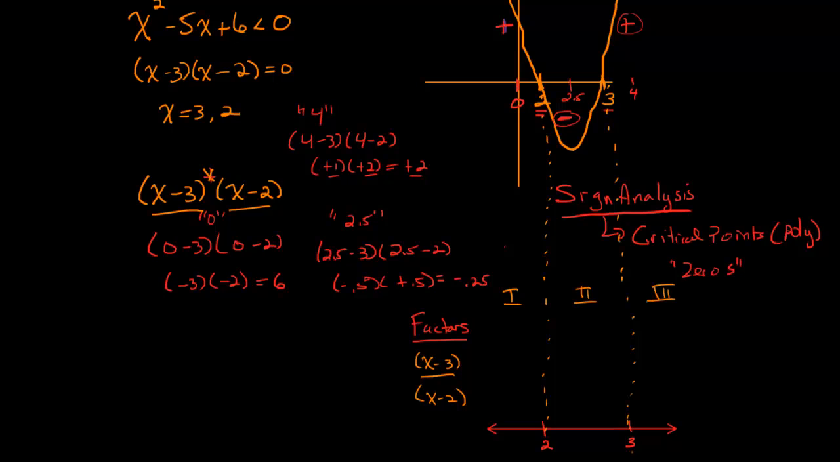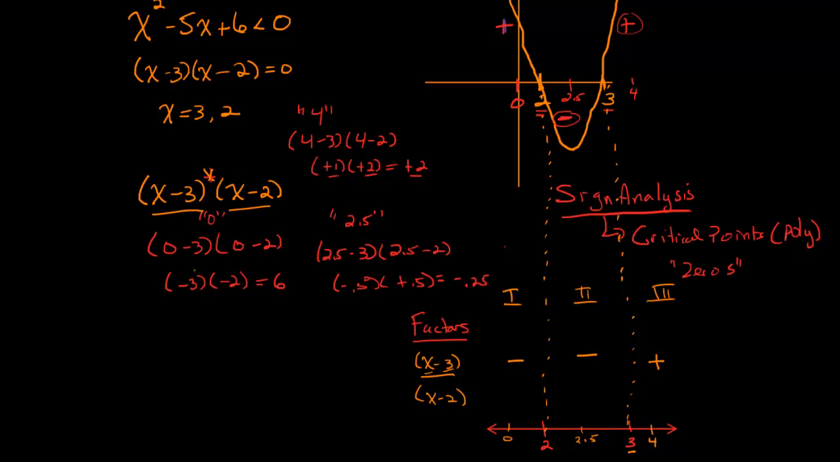X minus 3 has a critical point of 3. If I pick a value to the right, like 4, plugging that in, I'm going to have 4 minus 3. That's positive 1. If I pick a value to the left, it could be here at 2.5, it could be here at 0, it doesn't matter where it is, to the left of 3, x minus 3 is always going to be a negative value. So it does not matter where we are.